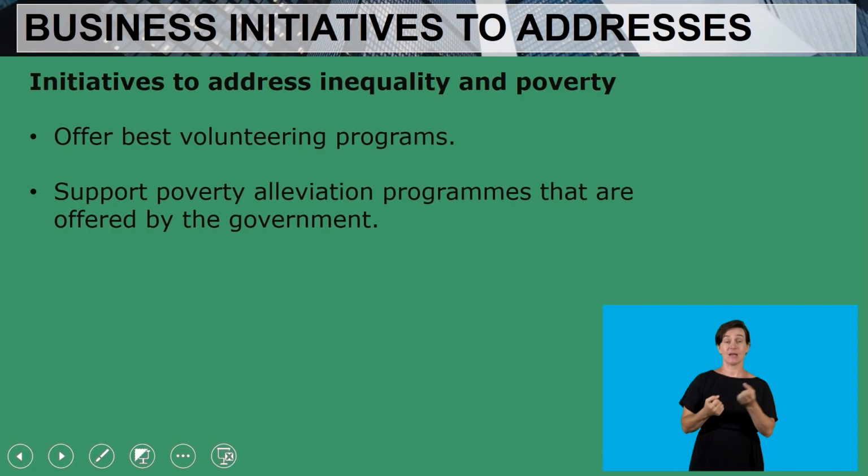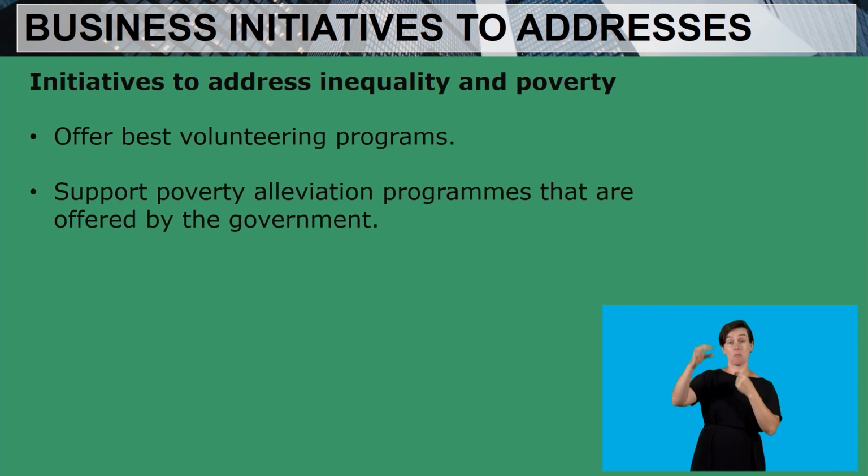Support poverty alleviation programs that are offered by the government. Another way that they can do is to make sure that they support poverty alleviation programs that are offered by the government. If a business cannot initiate a poverty alleviation program from scratch, they can support those that are already there, which have been started by the government, in order to make sure that those programs continue to be sustainable.